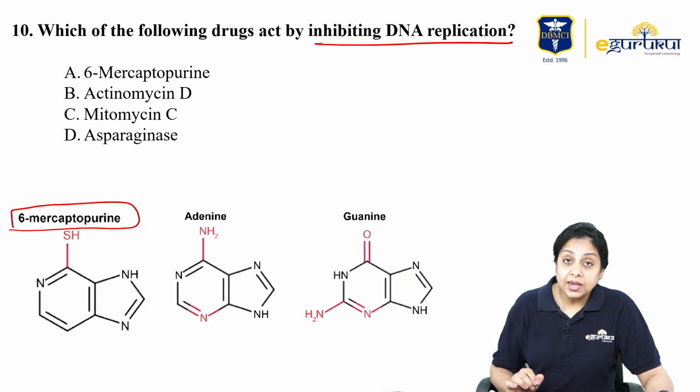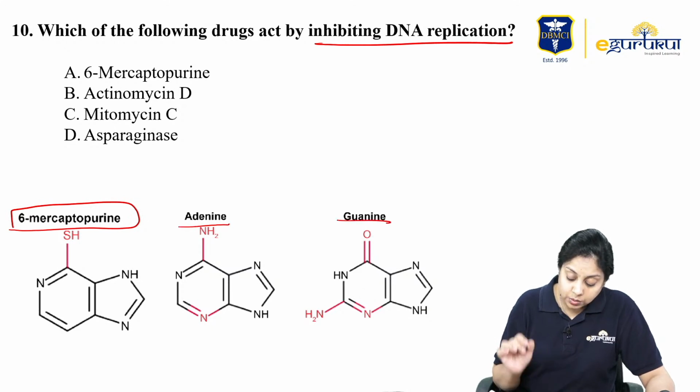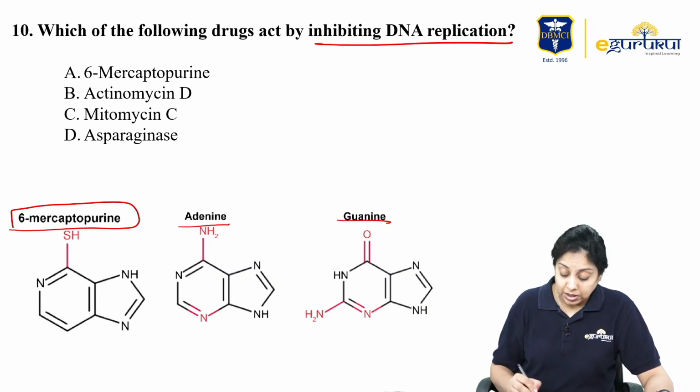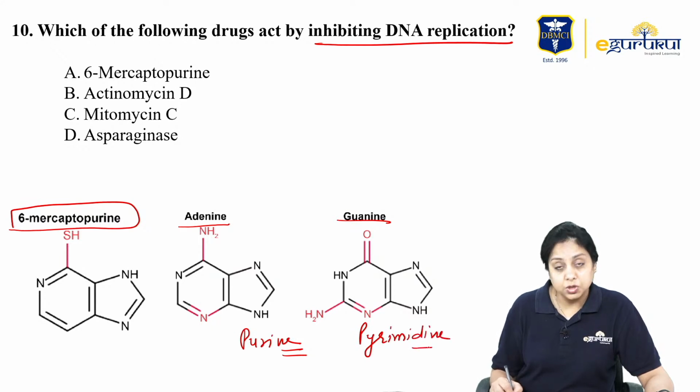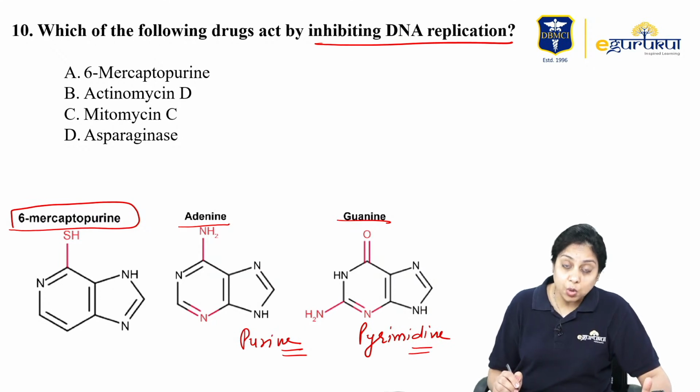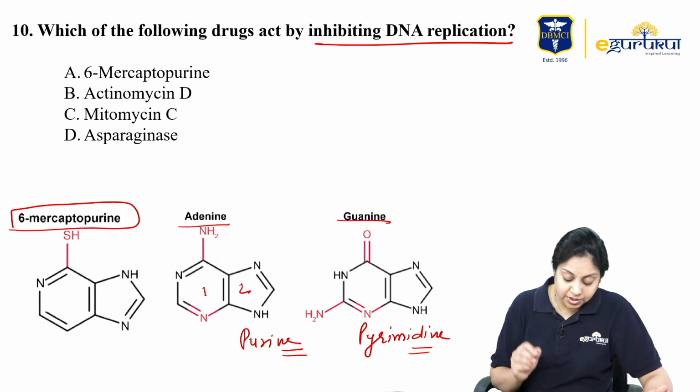6-mercaptopurine is an analog of adenine and guanine. They are the purines, right? Purines, what do we say always in the class? Purines and the pyrimidines are the two things we talk about. Pyrimidine has a big name, so small structure, single ring we see. Purine has a small name, so big structure, we see the two rings. So adenine and guanine, the analog is 6-mercaptopurine.